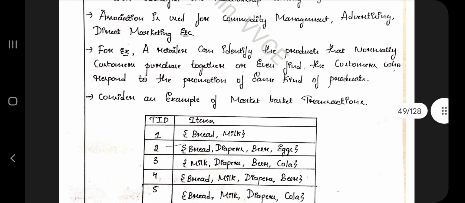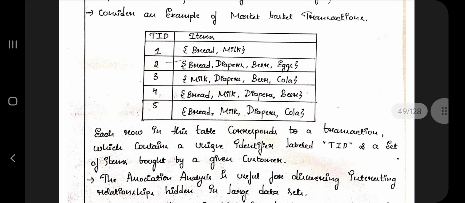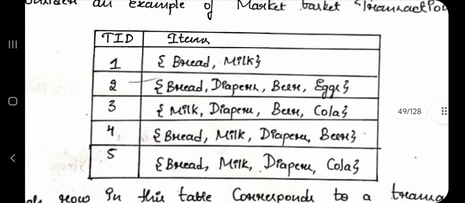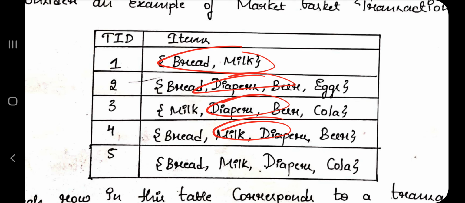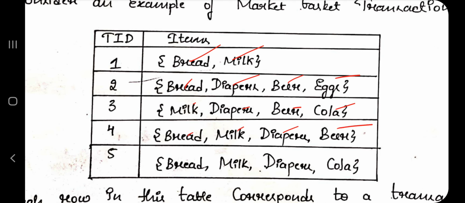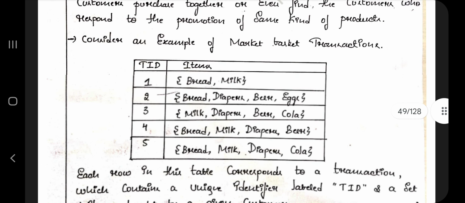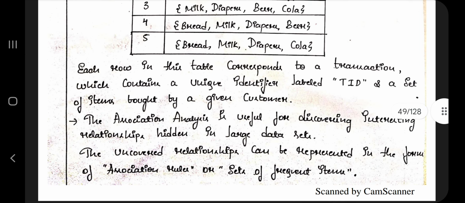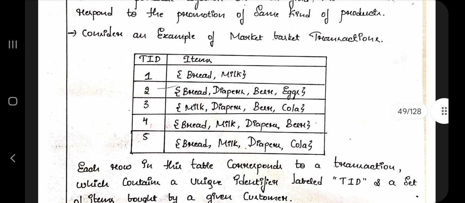For example, see here, there is a market basket. Here we have some items which are known as item sets: item set 1, 2, 3, 4, and 5. You can find bread, milk, diaper, beer, eggs, cola. When I was pronouncing these words, you observe that some words are repeated more than others, right? That's what we need to find out: which are the most frequent items repeated in the item sets. How we do that we will discuss later. This is just brief information.